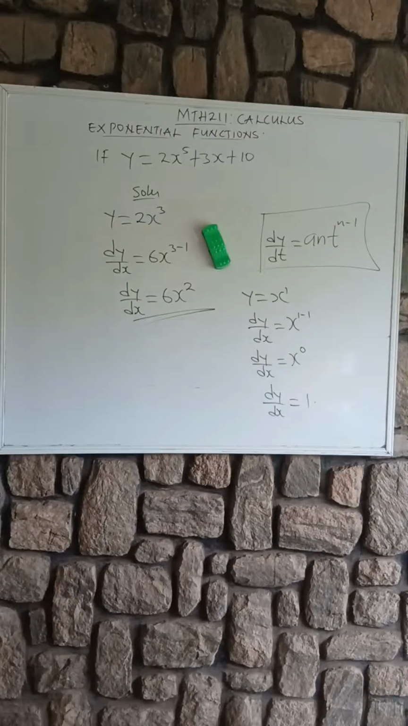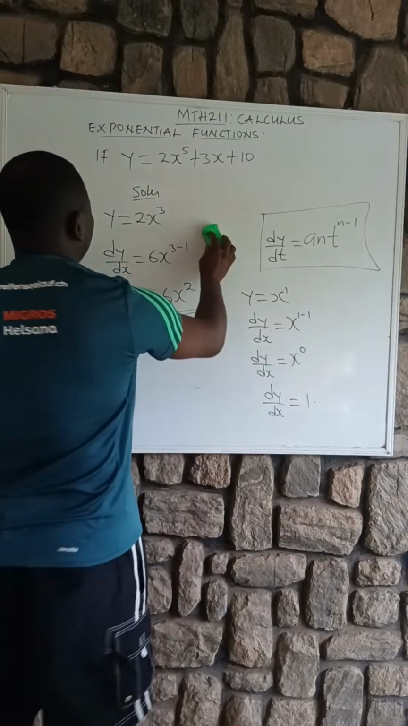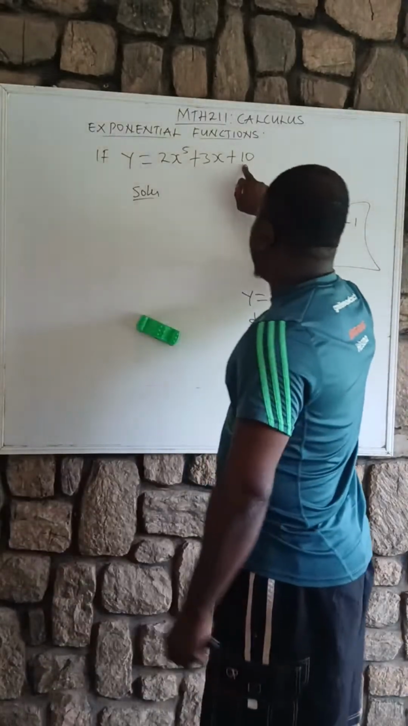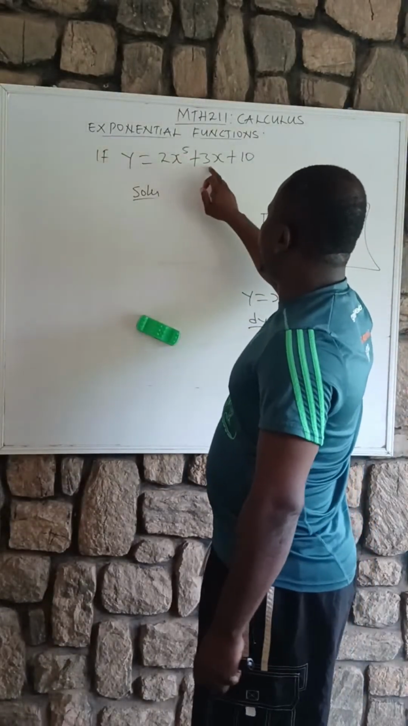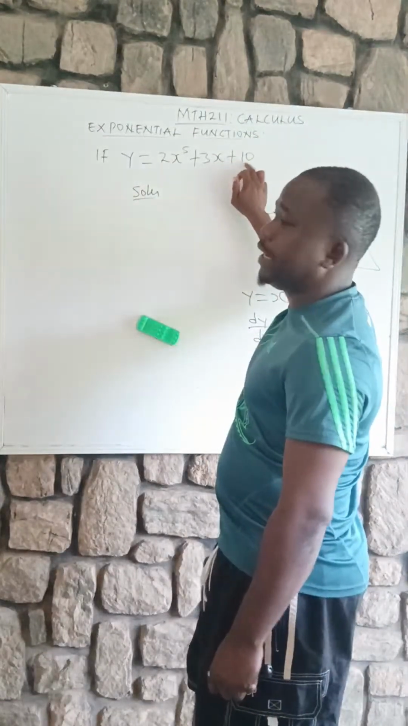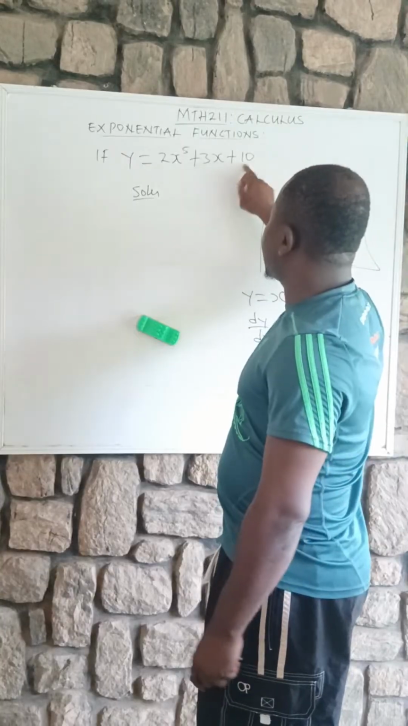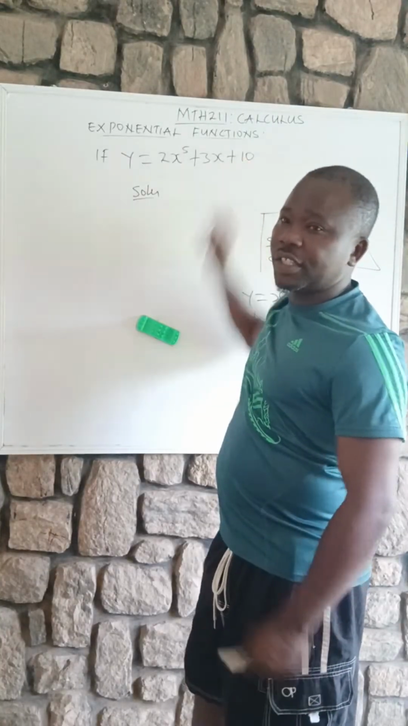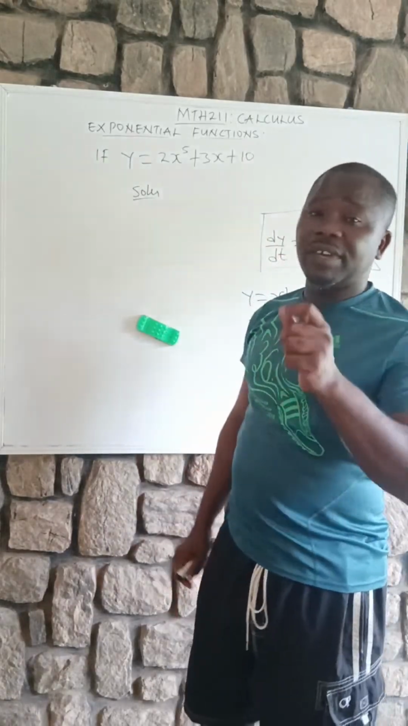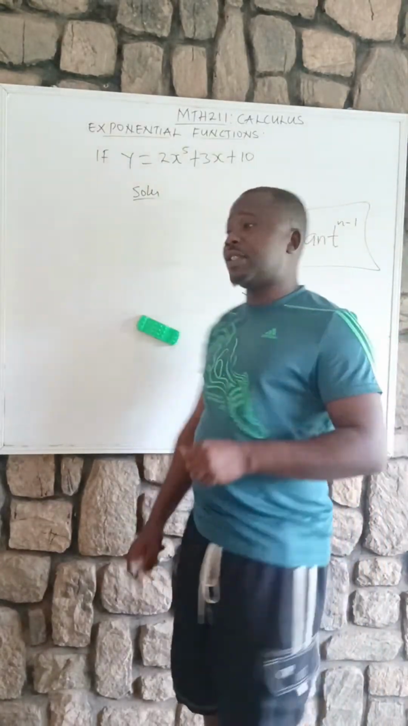So when you come across this, always take note that we have 2x raised to the power 5 plus 3x plus 10. Note that this 10 here is a constant. So whenever you differentiate a constant, it is 0, right? Whenever you differentiate a constant, it is what?